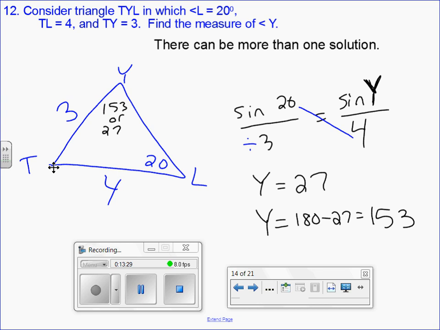The board is shaking. The board is shaking? Mm-hmm. Look at it. It looks like it's shaking to me.